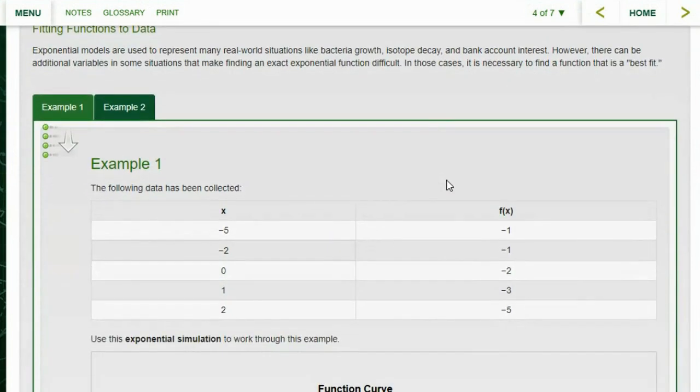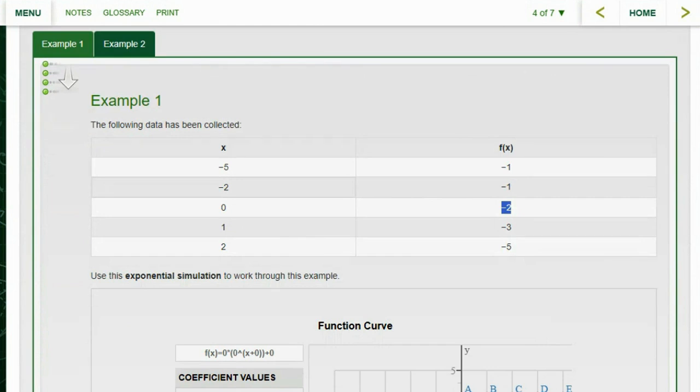Fitting functions to data. All right, here's the last thing we're looking at. Let's say we've got this data. When x was negative 5, f of x was negative 1. When x was negative 2, it was still negative 1. When x is 0, our data says it's negative 2, 1 is negative 3, 2 is negative 5. And we're trying to say, okay, we need to try to represent this with an equation. How can we do that?